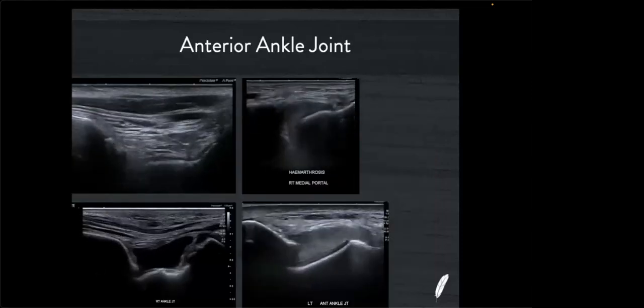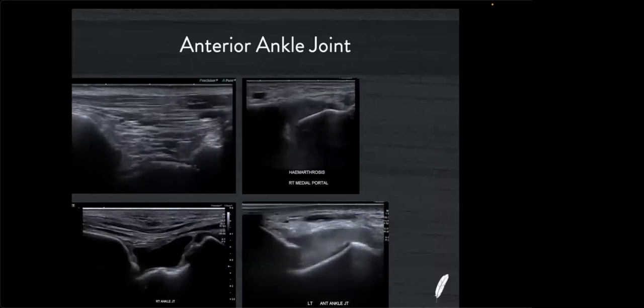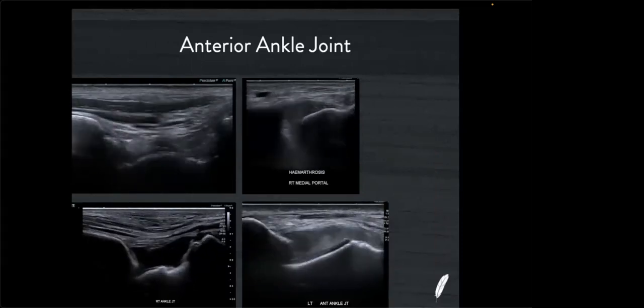So as I mentioned, the first thing I'm going to do is have a look at my two primary articulations. So this is a simple image of the anterior ankle joint.